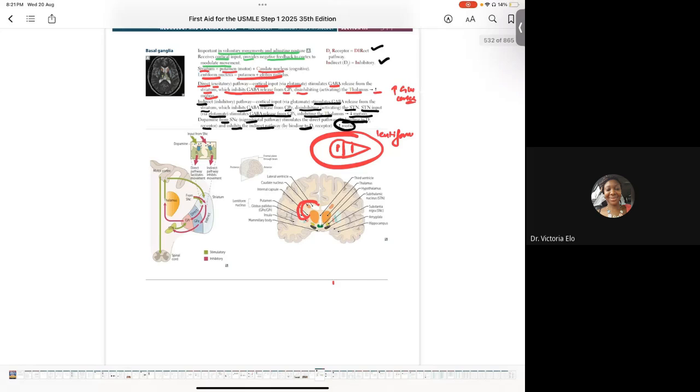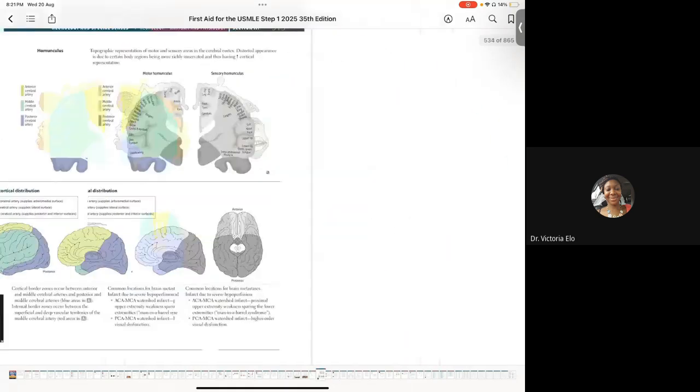Okay. Next topic which we are going to discuss is your meninges, right? Meninges, right? So let's do this meninges from our First Aid. On which page do we have meninges?